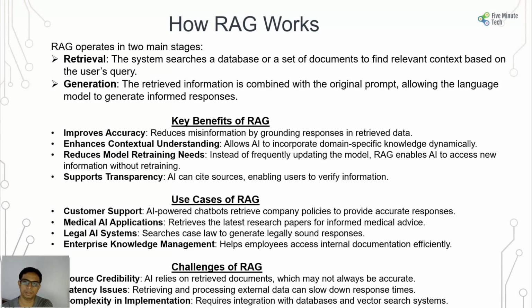Now, the key benefits of RAG: it improves accuracy, reduces misinformation by grounding responses in retrieved data, and enhances contextual understanding, allowing AI to incorporate domain-specific knowledge dynamically. And it reduces the model retraining needs. Instead of frequently updating the model, RAG enables AI to access new information without retraining, as it is accessing the location of data. It supports transparency: AI can cite sources, which enables users to verify the information.